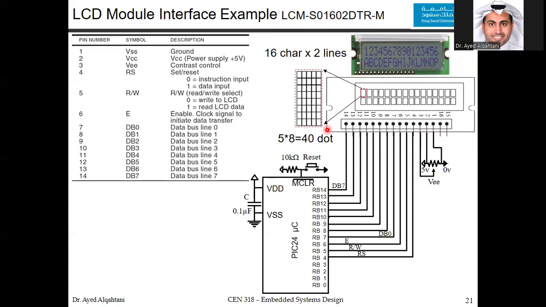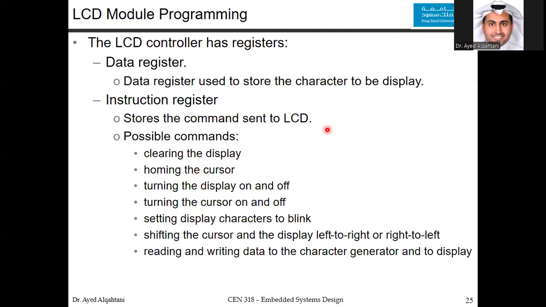So now to understand how to program the LCD, how to work with it, we need to understand the capability that this LCD comes with. We have the LCD controller, the hardware behind it. It has registers. One of them is the data register. The data register is used to store the character to be displayed on the screen. And we also have an instruction register. You are giving instructions to the LCD. What kind of instructions? There are so many.